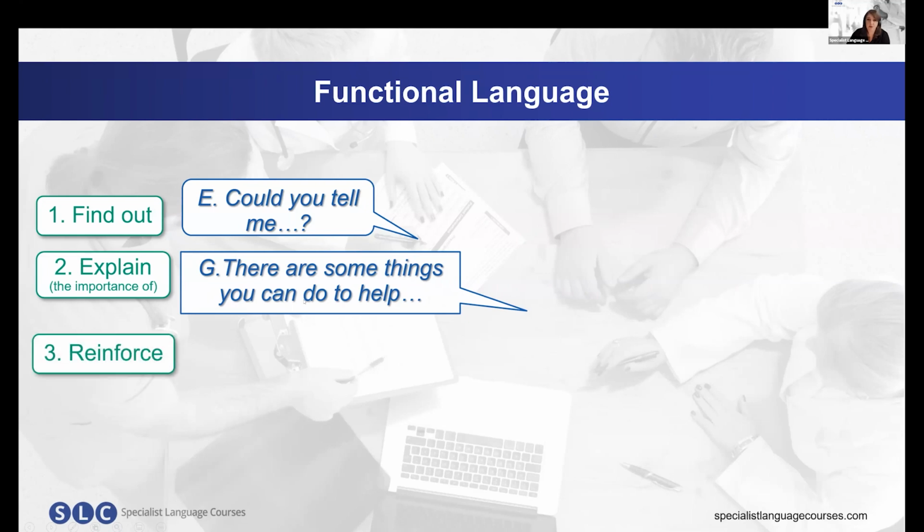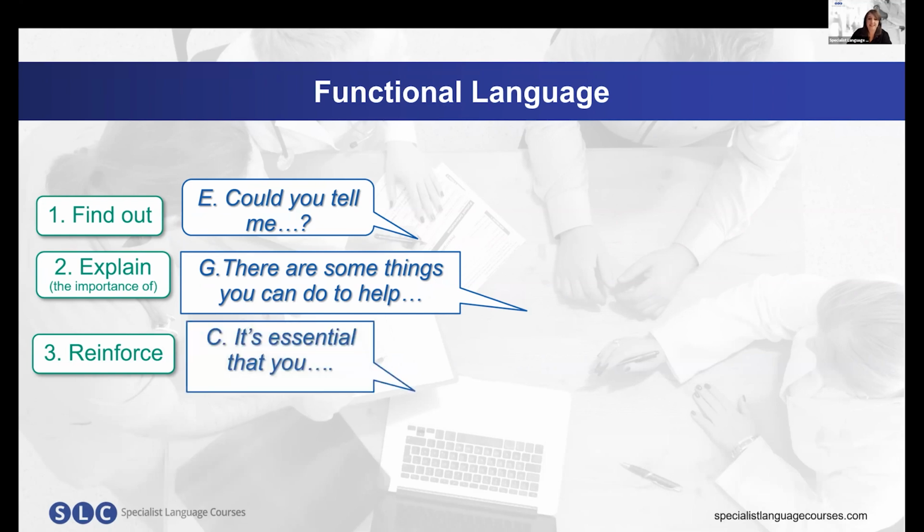Now, the difference between 3 and 4 is interesting. So we have reinforce, which suggests that you need to use some quite strong language here. Perhaps it's something that the patient doesn't want to do, but is necessary.